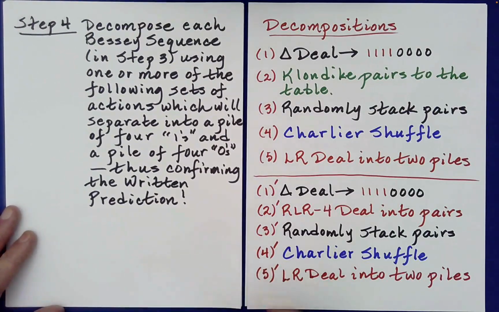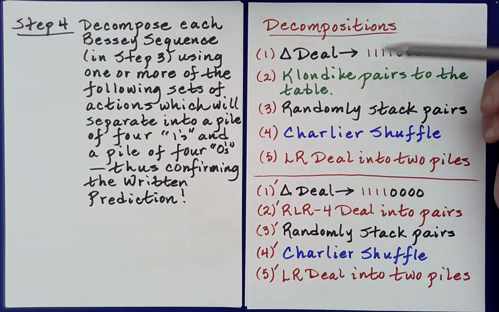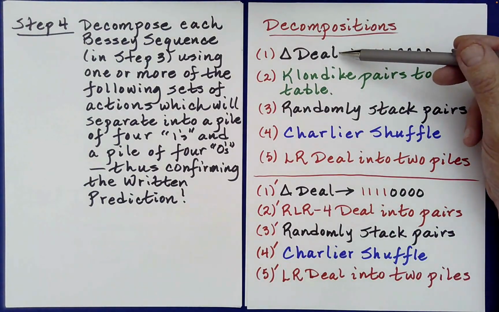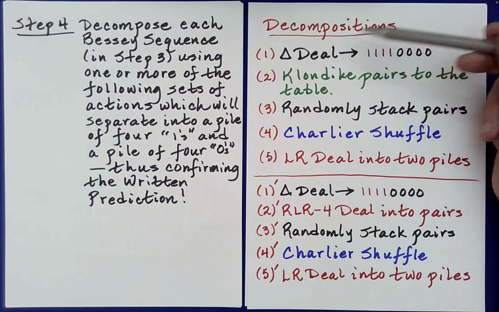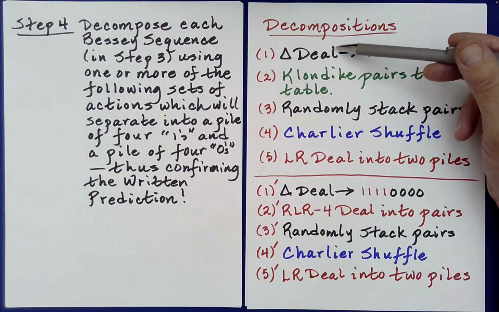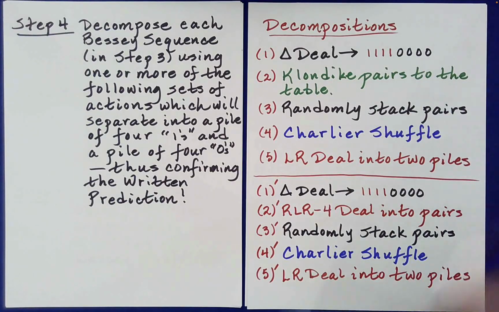Now we want to separate the ones from the zeros. Well, a great way to do it is using this triangle deal that I've shown elsewhere on the channel. This was discovered by Warner Miller, one of my subscribers. So it takes a Bessey sequence structure and converts it to this block of ones and block of zeros.